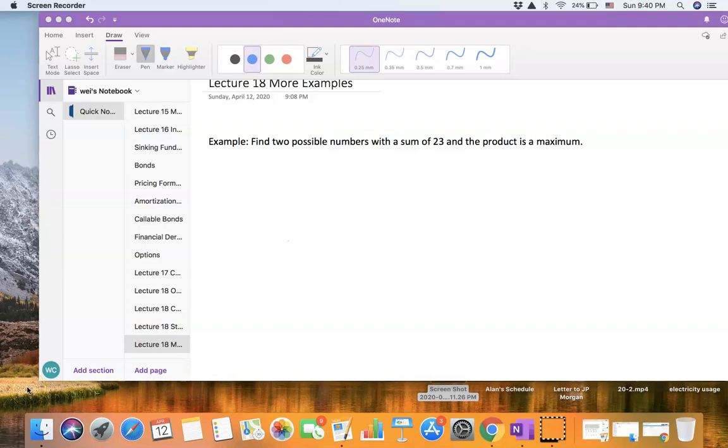Okay, let's take a look at some other examples. This problem says find two possible numbers with a sum of 23 and the product is a maximum. Okay, so here we have two numbers which we are looking for.